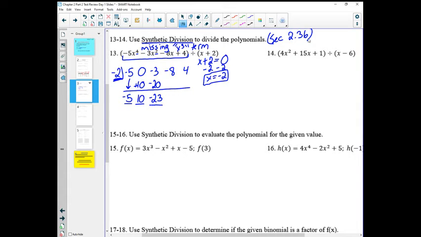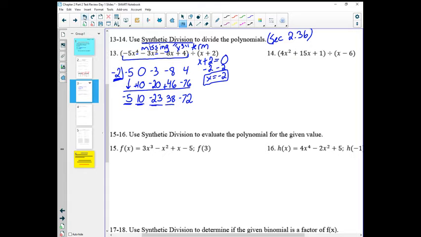Multiply negative 2 and negative 23 to make positive 46. Combine those together. Negative 8 plus 46 is positive 38. Then multiply. Negative 2 times 38 is negative 76. 4 minus 76 is negative 72.